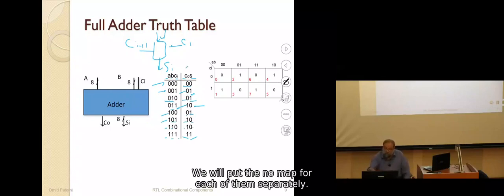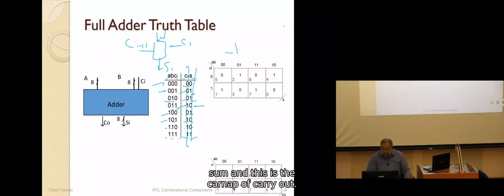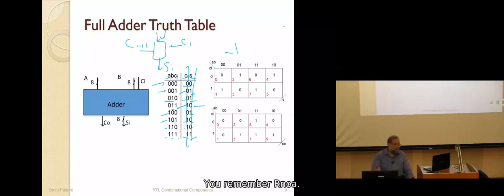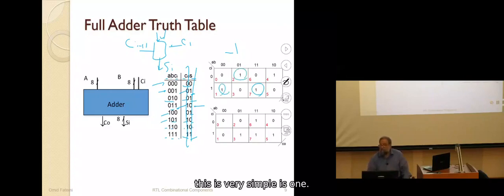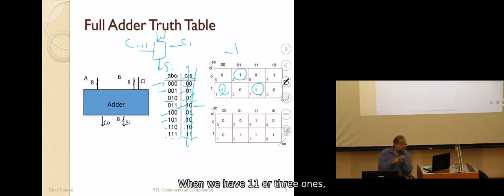So we will put the Karnaugh map for each of them separately. This is the Karnaugh map of S, the sum, and this is the Karnaugh map of the carry out. You remember the Karnaugh map? How do we do that? But this is very simple. We don't need to put the Karnaugh map. The sum is 1 when there is one 1 or three 1s. When we have one 1 or three 1s, then the sum is 1. So we just use, what do we use?